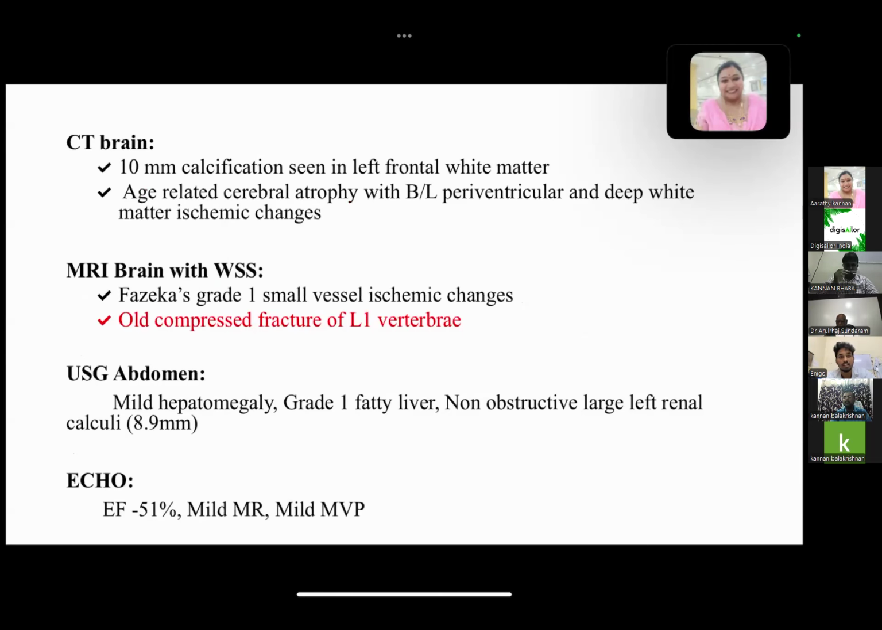CT brain was done and it shows 10 mm calcification in left frontal white matter, age-related cerebral atrophy with deep white matter ischemic changes. The MRI brain was done and it shows grade 1 small vessel ischemic changes and an old compression fracture of L1 vertebrae. Ultrasound abdomen was done and it showed non-obstructive large left renal calculi of size 8.9 mm. The echo was done, it was normal.